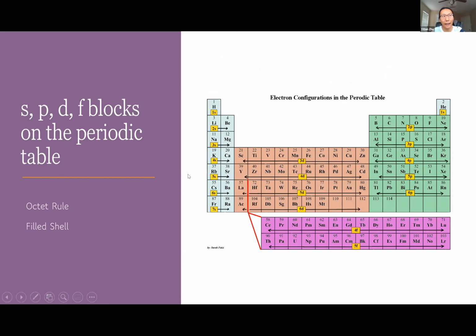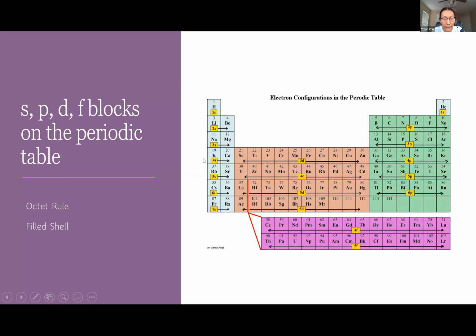And if there is an empty space, like say in the apartment complex, an empty space for an electron to go, then the apartment really wants somebody to fill it, so it reacts easily.